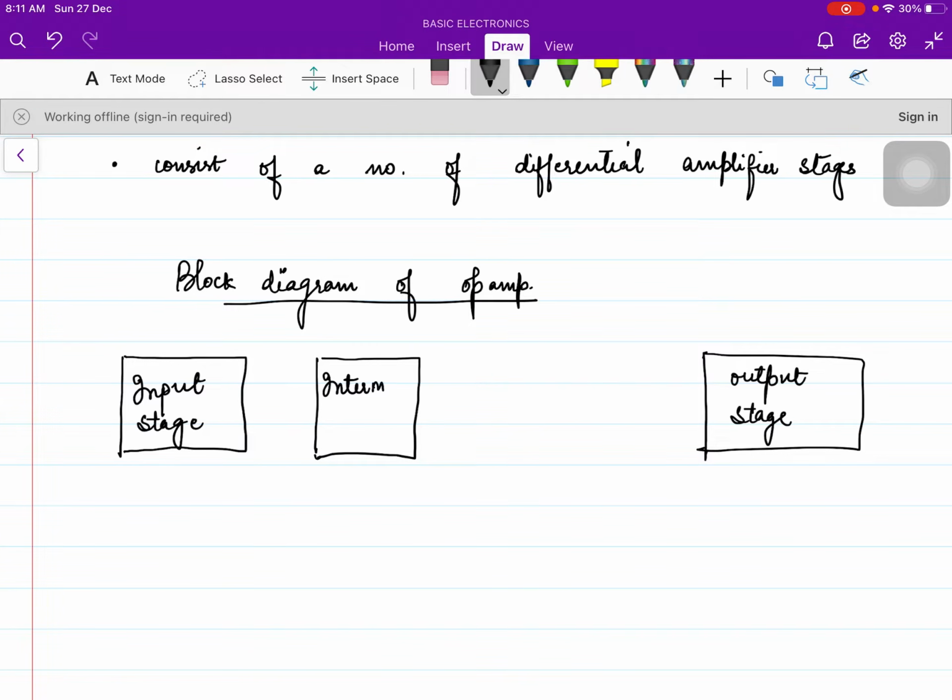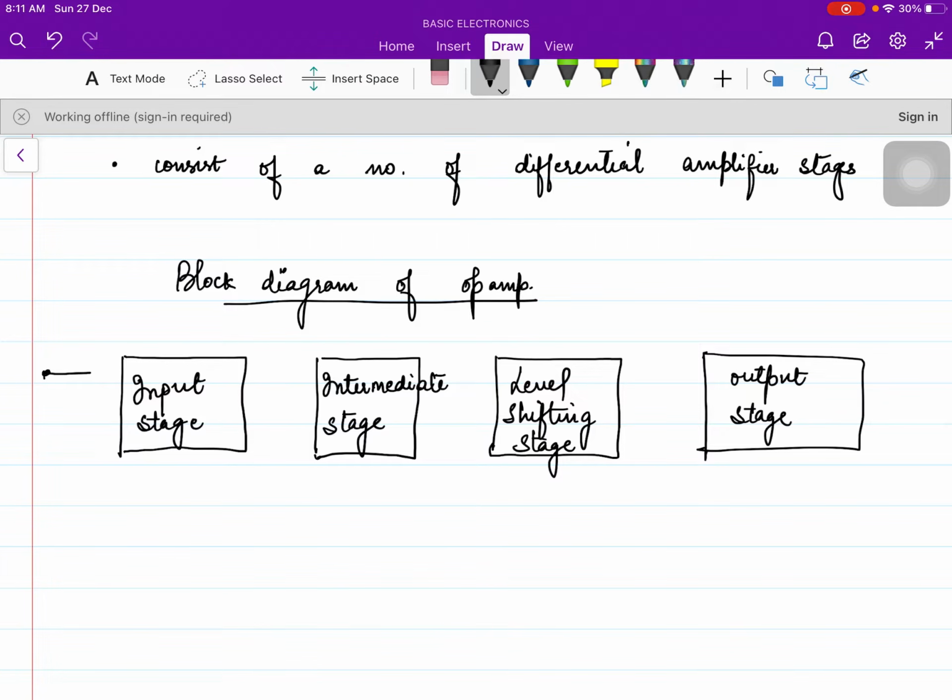This is a strategy to learn the blocks of op amp. So second is intermediate stage, and the third one we can remember easily, that is the level shifting stage. So these are the 4 blocks of op amp. The first and the last block is called input and output stage, and the second one is the intermediate stage, as it is the middle one, so it is easy to remember. The third one can be easily remembered like level shifting stage.